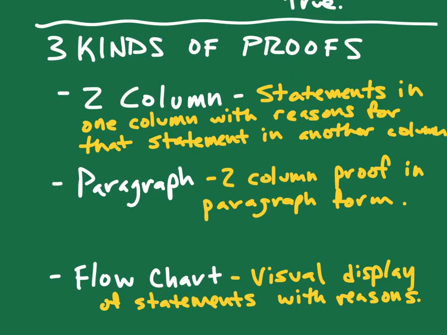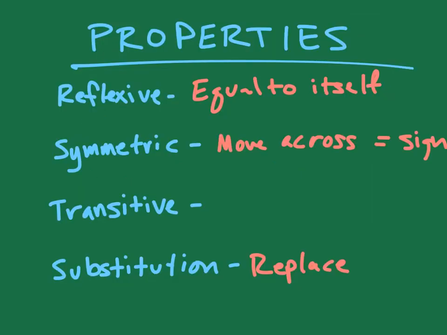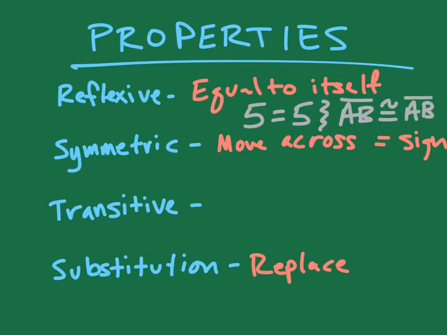So let's talk about a couple of properties, and then let's jump into some actual proofs. Some of our basic properties in mathematics are the reflexive property, the symmetric property, the transitive property, and the substitution property. The reflexive property shows something is equal to itself. So if I were to say the value 5 is equal to 5, or that length AB is congruent to length AB. Something is equal to itself or congruent to itself.